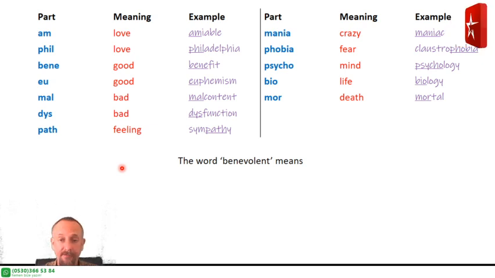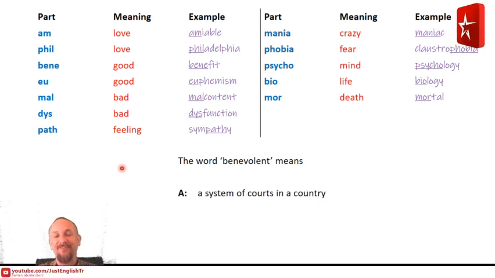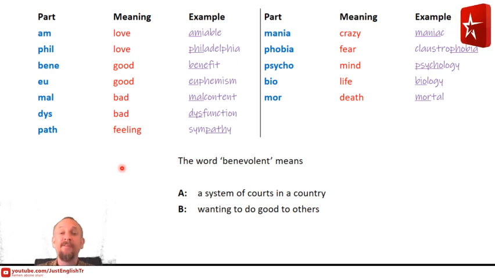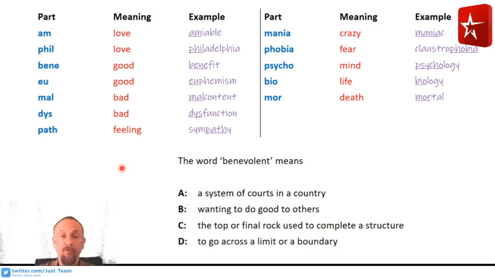The word benevolent means A, a system of courts in a country, B, wanting to do good for others, C, the top or final rock used to complete a structure, or D, to go across a limit or a boundary. Answer as quickly as you can. Wow, that was quick. That was quicker than me. And Özge's up there. Very good. And there we have benevolent, wanting to do good for others.